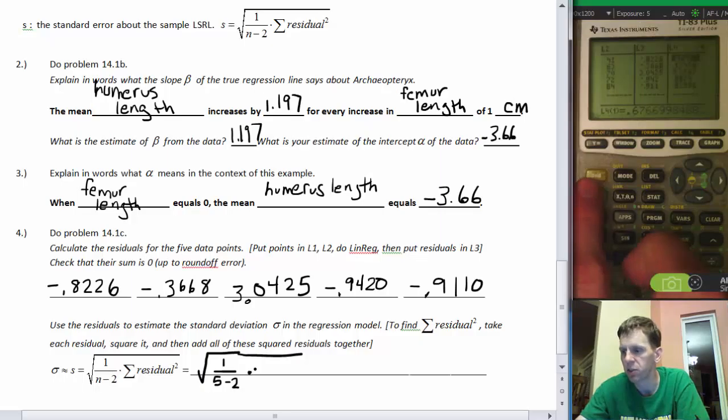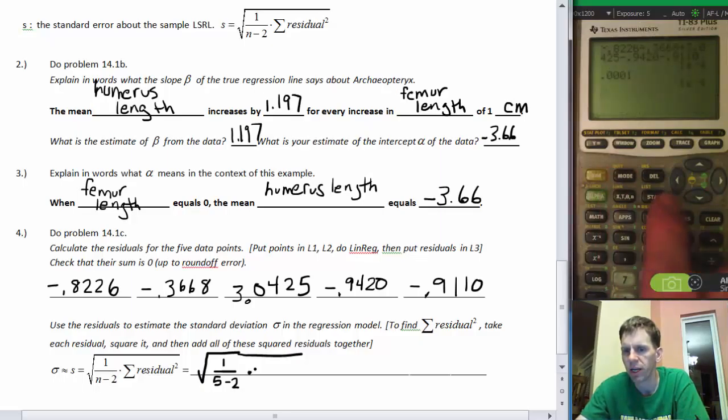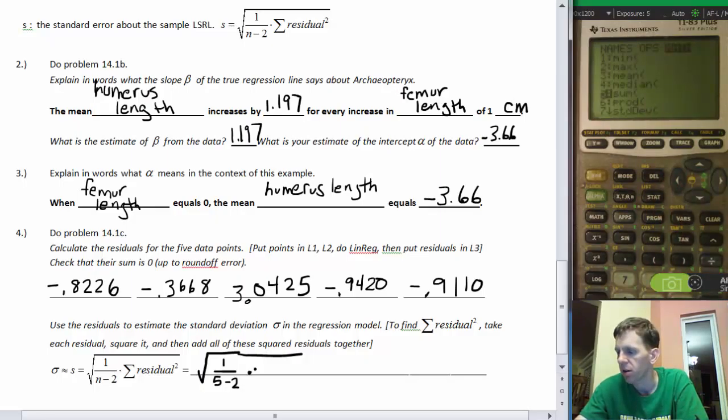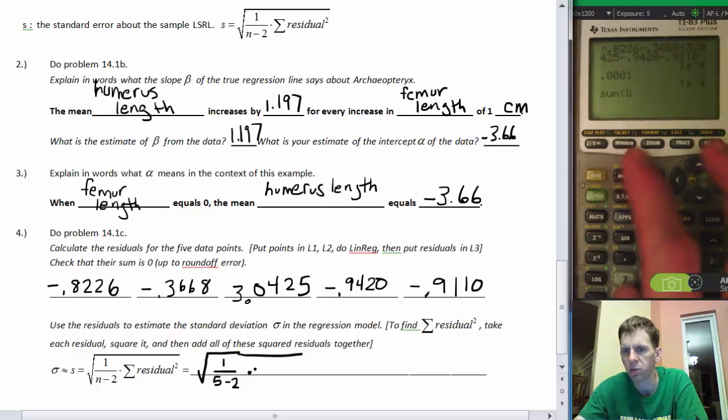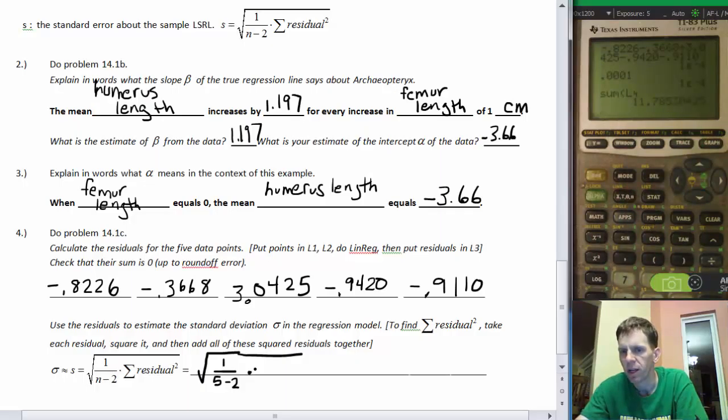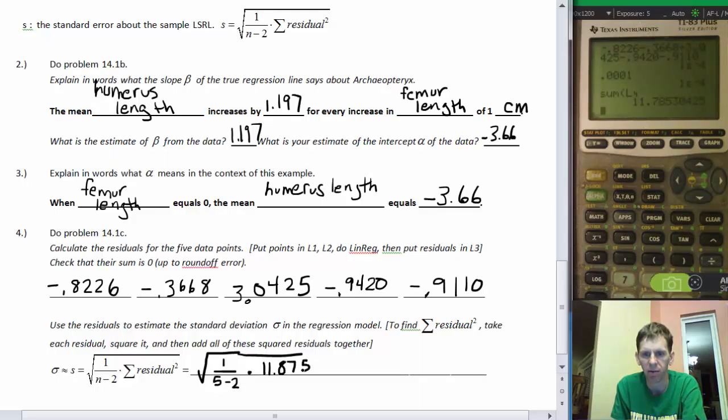To take the sum of these, you can access your list menu, second stat, and we're going to take the sum of the numbers that were in list 4. These were the squared residuals. And here I got about 11.7853. So that's the sum of my residuals squared, the residuals squared added together.